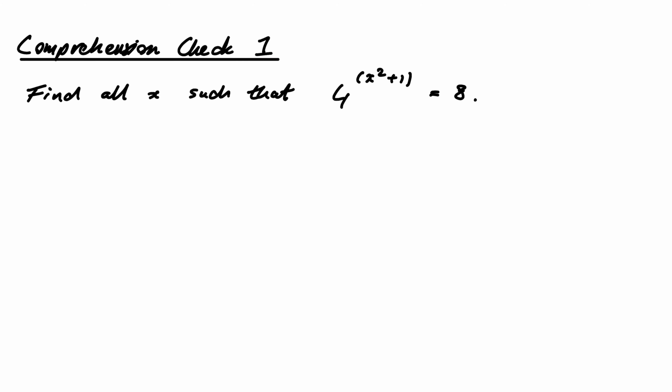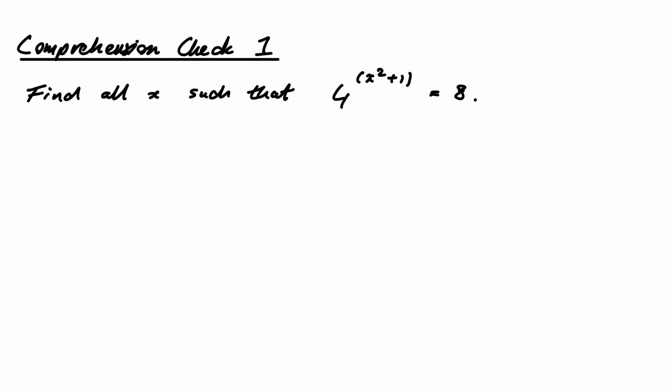Alright, so let's try and solve this problem. We want to find all x such that 4 to the power of (x squared plus 1) is equal to 8. So the exponent is varying here. It makes sense to apply logarithms to try to undo this exponent. And I think we should use log to the base 4, for obvious reasons, because the base here is 4.